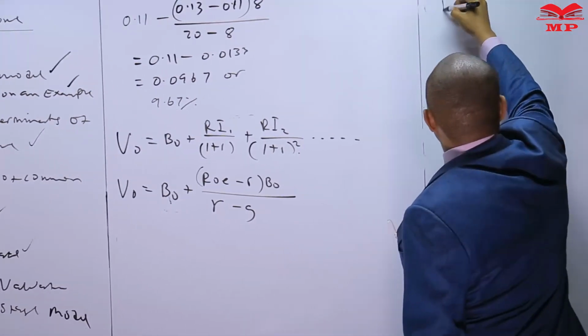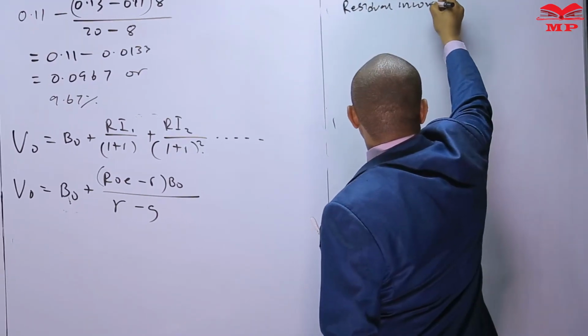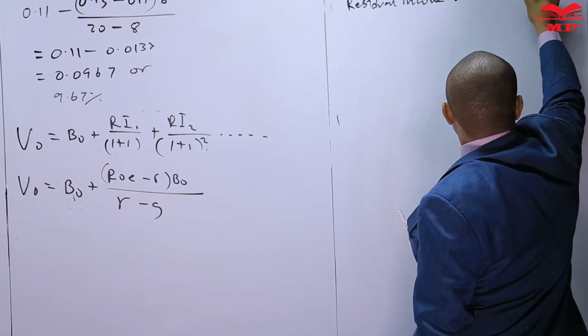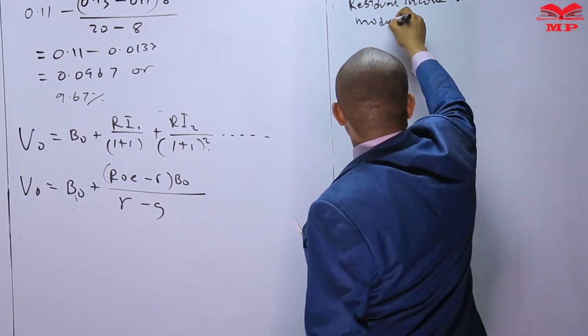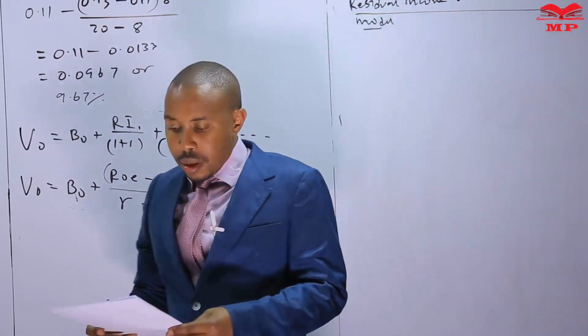Residual income with multi-stage model. There. So let's look at an example.